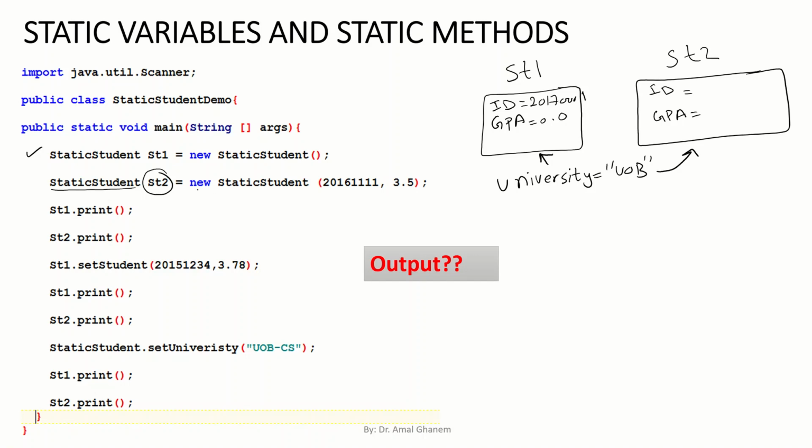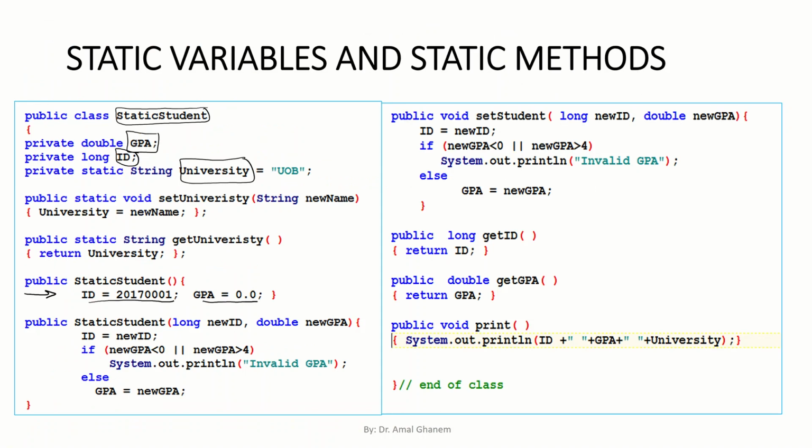Now we will continue by saying new static student, and in our case here, we have two values. So it means I have to call a constructor with parameters. We have to send 2016 ones and ones, and then 3.5. So we will go to the previous slide. Here, which constructor do we have to call? We have to call the second constructor because I have parameters. So I have here the new ID 2016 ones and ones, and the new GPA is 3.5.